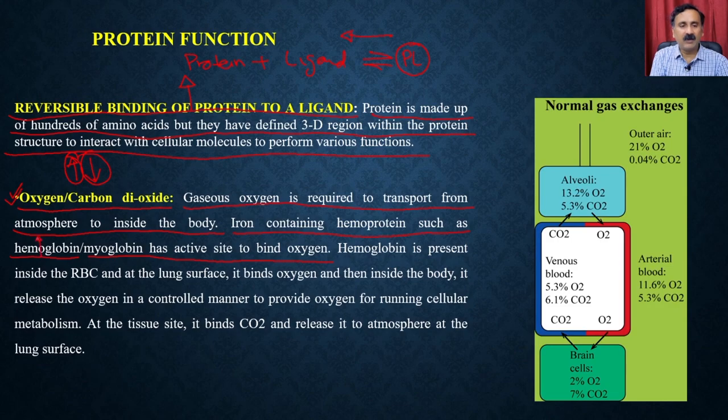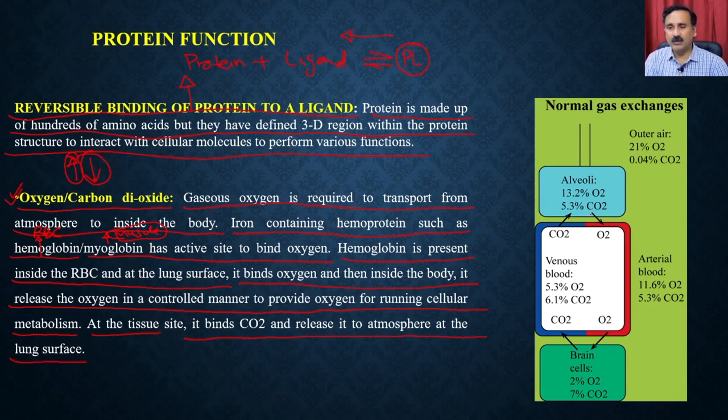Hemoglobin is present in the blood, inside the RBC, whereas myoglobin is present inside the muscle cell, and both of these are very good at carrying the oxygen, because the muscle cells require the oxygen to perform different types of function, whereas the RBCs have hemoglobin, which carries the oxygen from the lungs to the different parts of the body. So the hemoglobin inside the RBC binds the oxygen at the lung surface, and then inside the body it releases the oxygen in a controlled manner to provide the oxygen for running the cellular metabolism. At the same time, at the tissue site, it binds the carbon dioxide and releases it to the atmosphere at the lung surface.